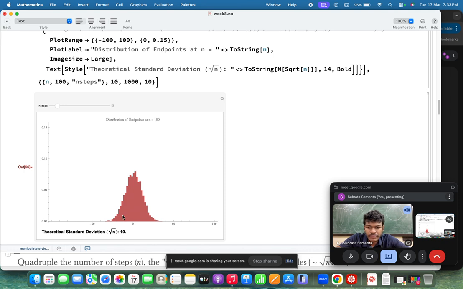So, you see that for n equals 10, you are basically around the origin. Your mean is 0 and this looks like a Gaussian. Your standard deviation basically follows the square root of n. Your standard deviation is 10, since the square root of n is 10, because you choose n equals 100.